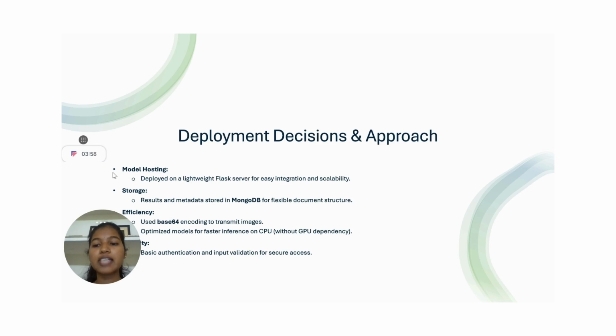Deployment decisions and approach. For development, we use a lightweight Flask server that integrates easily with our backend. MongoDB was chosen for its flexible document based storage. Images are transmitted using base64 encoding, and we optimized our model for fast inference even without GPU. We also implemented basic authentication to keep our API access secure.